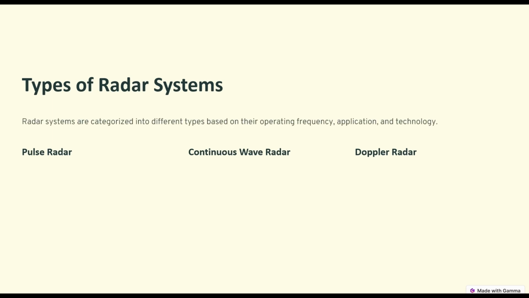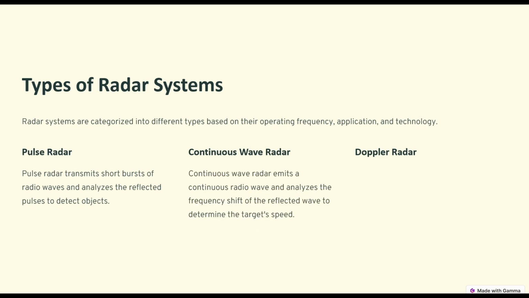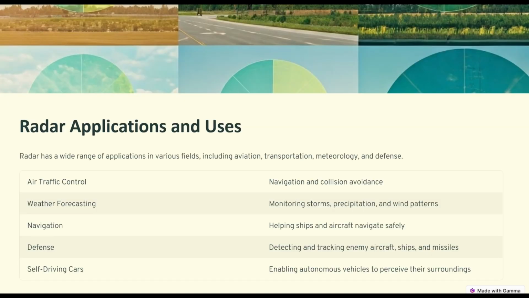The types of radar systems. Radar systems are categorized into different types based on their operating frequency, application, and technology, like the pulse radar, the continuous wave radar, and the Doppler radar. So, what do we mean by the pulse radar? The pulse radar transmits short bursts of radio waves and analyzes the reflected pulse to detect objects, whereas the continuous wave radar emits a continuous radio wave and analyzes the frequency shift of the reflected wave to determine the target speed. The Doppler radar uses the Doppler effect to measure the speed of targets by analyzing the frequency shift of the reflected wave.